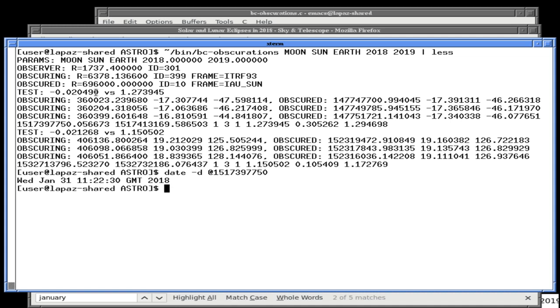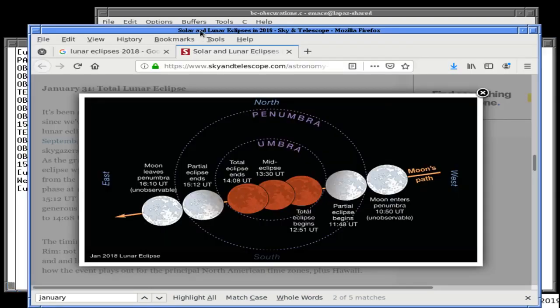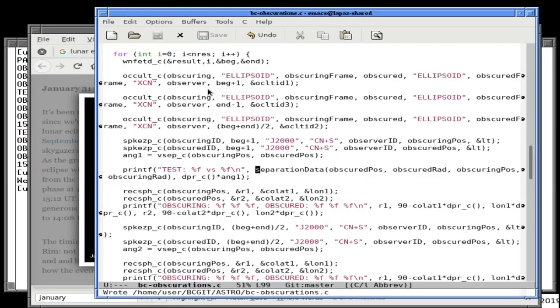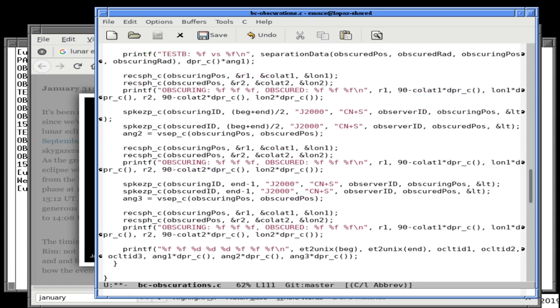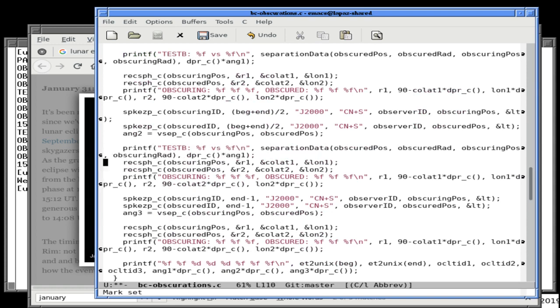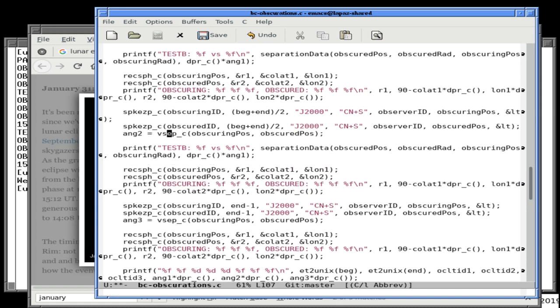That doesn't mean anything though. The only thing that'll be important is the middle of the eclipse, which we're going to estimate as the begin plus end over 2. We should have a number bigger than 1, indicating that there is a total eclipse going on. So let's see here. Where is Ang 2? There. This will be test during and test after.